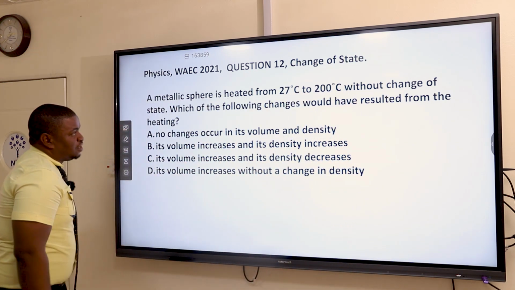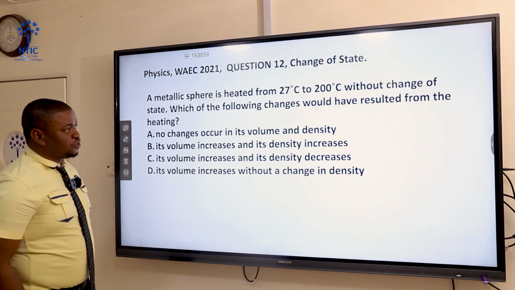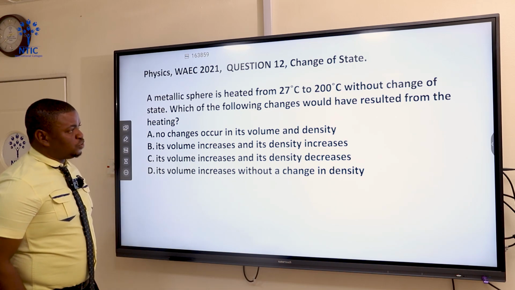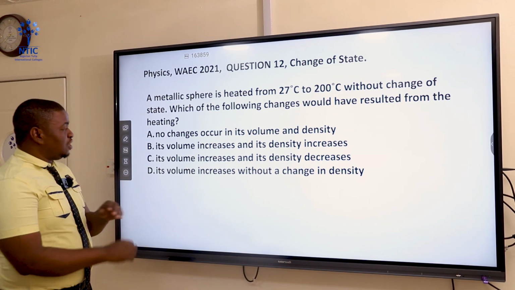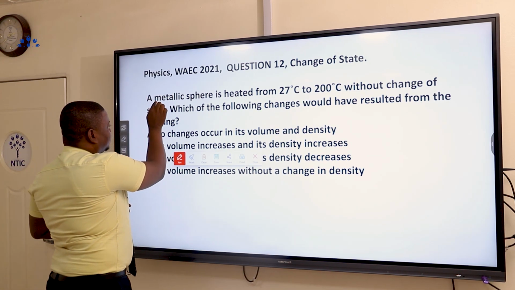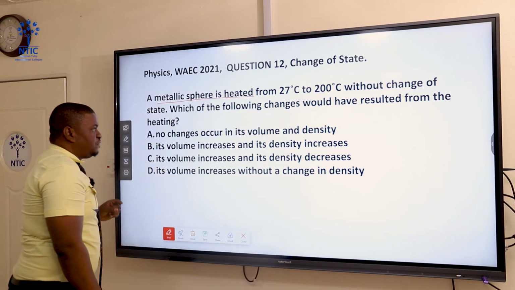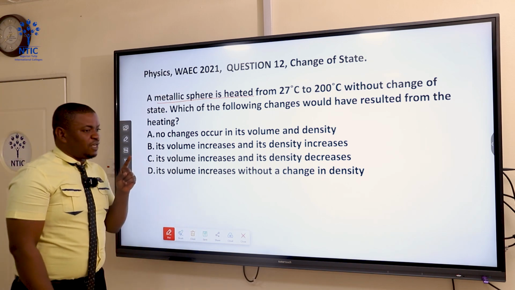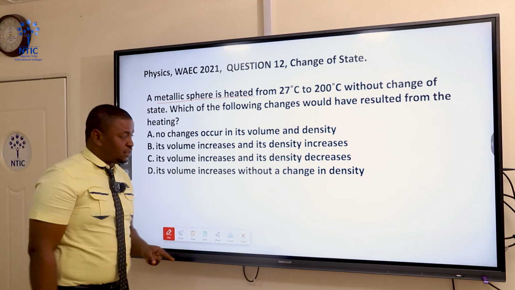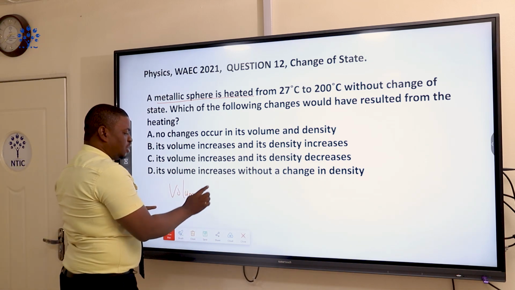A metallic sphere is heated from 27 degrees Celsius to 200 degrees Celsius without change of state. Which of the following changes would have resulted from the heating? Now, note, this is a metallic sphere. If a metal is heated, there will be an expansion. So if it expands, it means the volume increases.